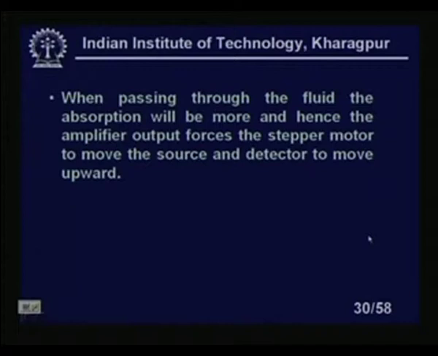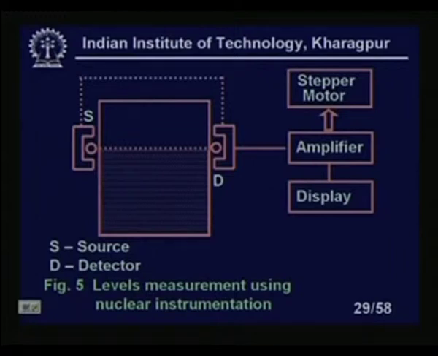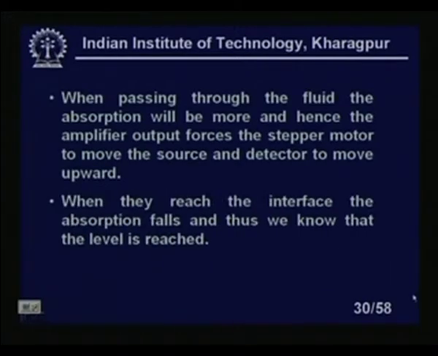When passing through the fluid, the absorption will be more, and hence the amplifier output forces the stepper motor to move the source and detector upward, right? You see what will happen. So, when passing through the liquid, it will always try to move this stepper motor upward, right. When they reach the interface, the absorption falls, and thus we know that the level is reached. Clear? Let me go over it again.